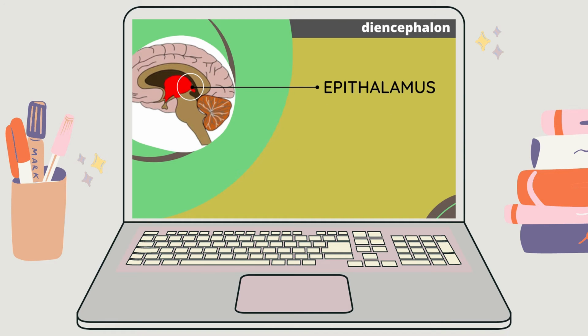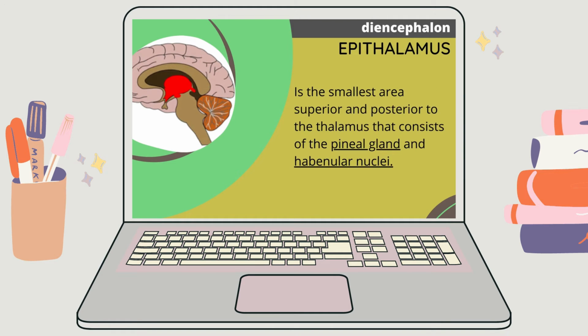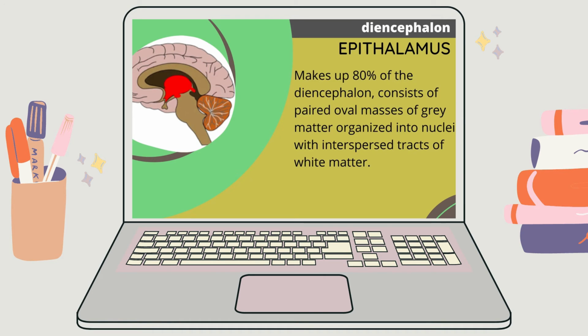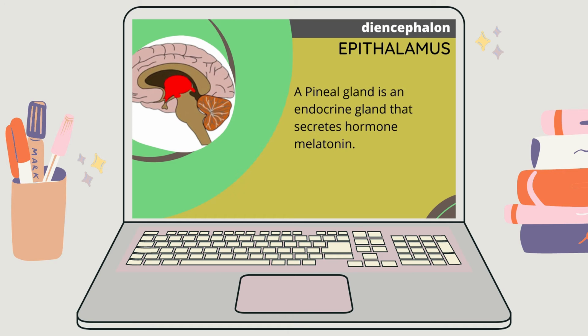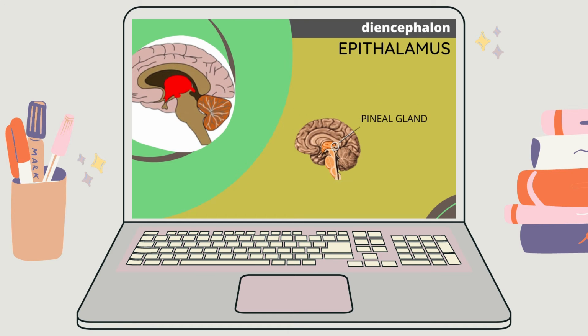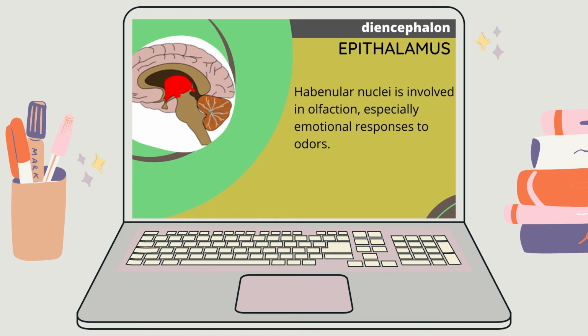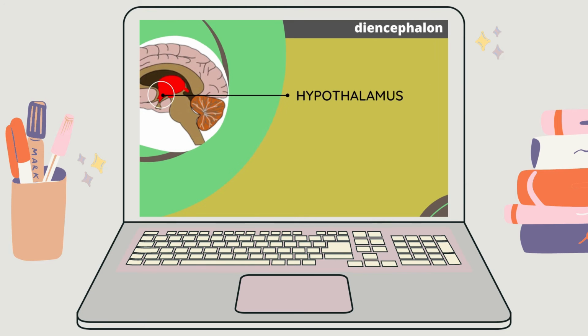Epithalamus is the smallest area superior and posterior to the thalamus that consists of pineal gland and habenular nuclei. A pineal gland is an endocrine gland that secretes hormone melatonin, while habenular nuclei is involved in olfaction, especially emotional responses to odors.